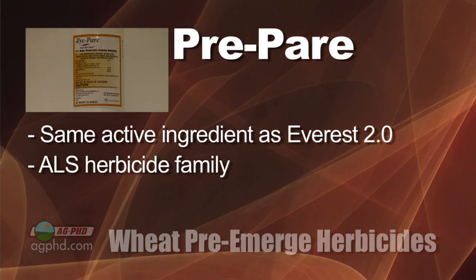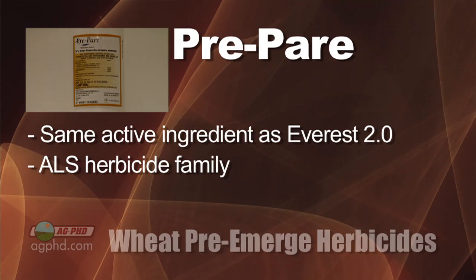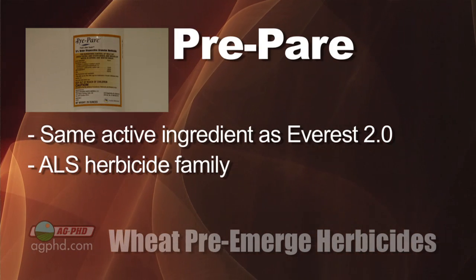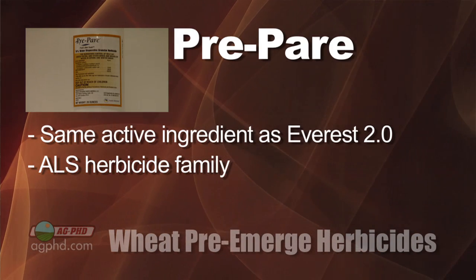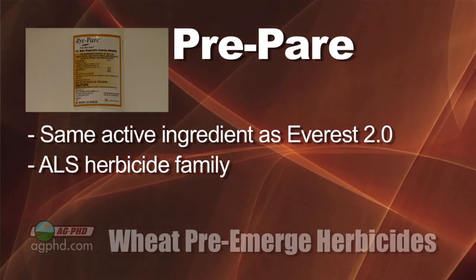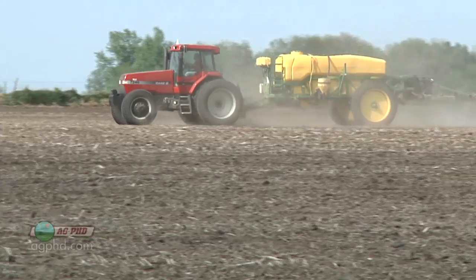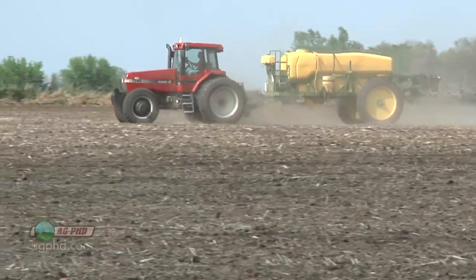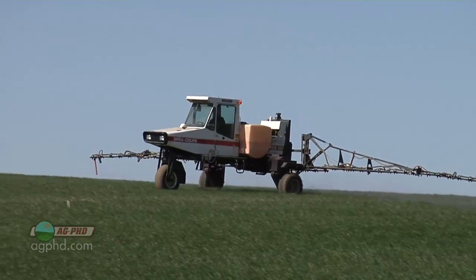It's an ALS product, but don't get too alarmed because we don't have a lot of grass weeds at this point that are resistant to ALS herbicides. But anyway, you go out there with this Prepare early on, pre-emerge, and you're going to get at least good suppression on wild oats, on downy brome, and on the foxtails. So then later on, your post-emerge grass herbicide doesn't have to do as much work.